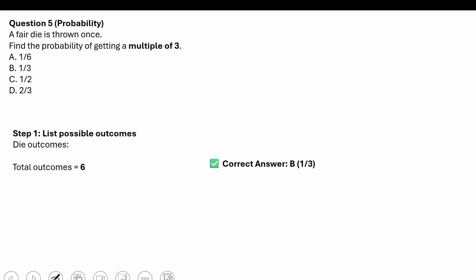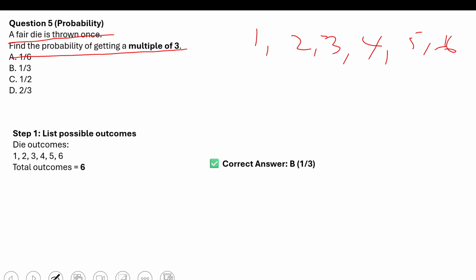Okay. So the next question has to do with probability. It says a fair die is thrown once. Find the probability of getting a multiple of 3. So the fair die is thrown. The total list of possible outcomes if a die is thrown is 1, 2, 3, 4, 5, 6. So this is all the possible outcomes for the die.